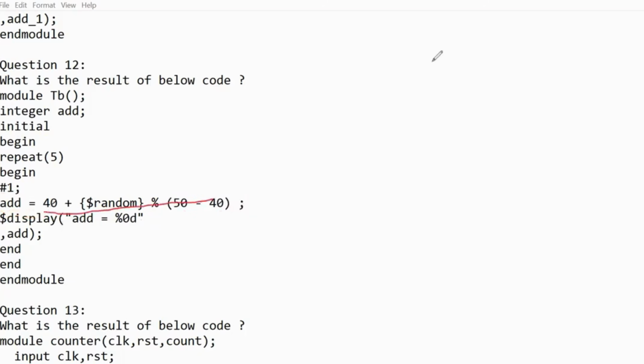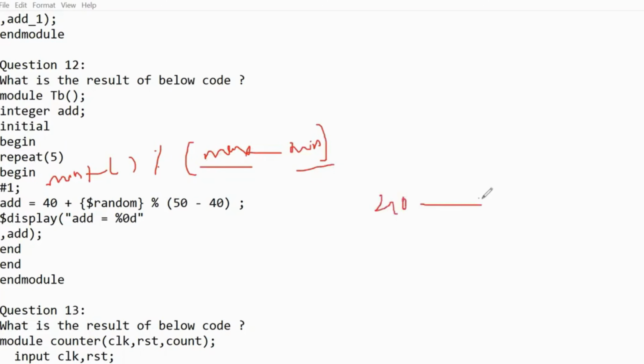Okay, this is the expression: minimum value plus $random modulo maximum value minus minimum value. In this case, it will randomize the value between the minimum value and the maximum value. So the minimum value is 40 here, the maximum value is 50 here. So between 40 to 50, it will randomize the values. Okay, did you get the point now?